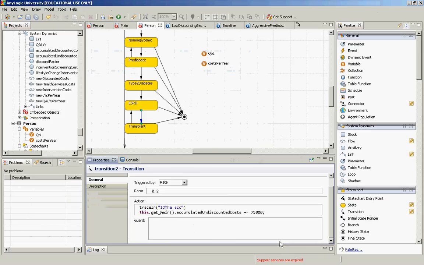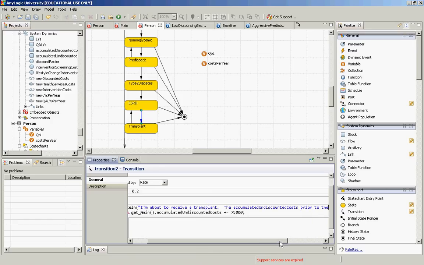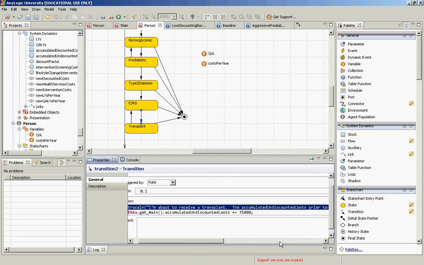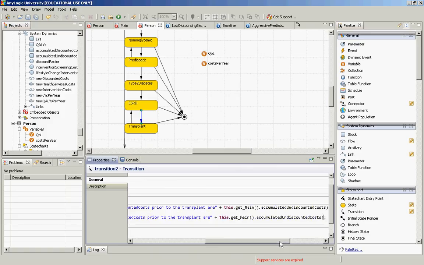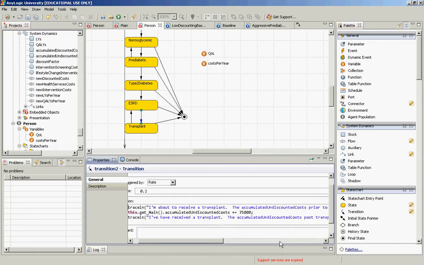The accumulated undiscounted costs prior to the transplant are, and I'll report those here. And now, following the transplant, I have received a transplant. And the accumulated costs post-transplant are, and we'll report it. And if it's working, we should see that those differ by a factor of $75,000.